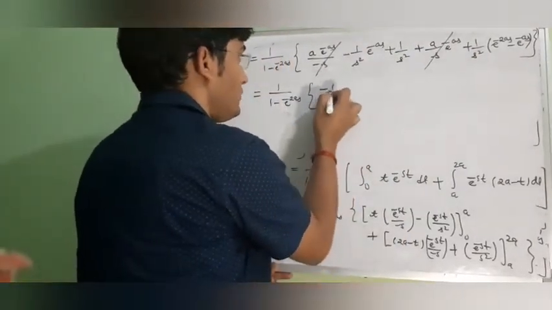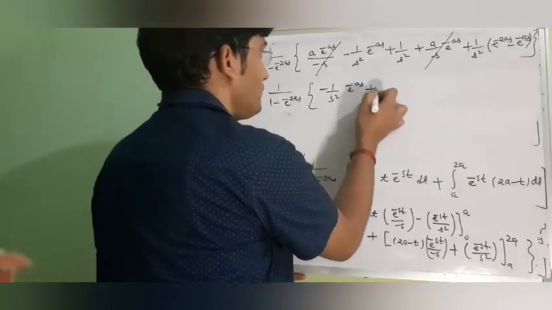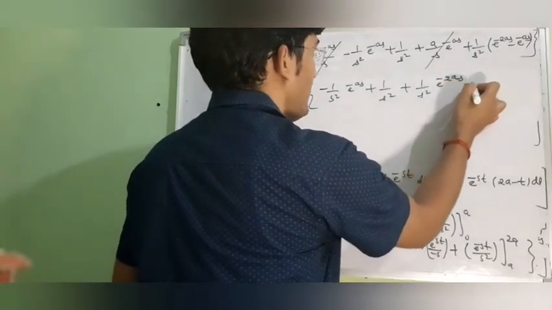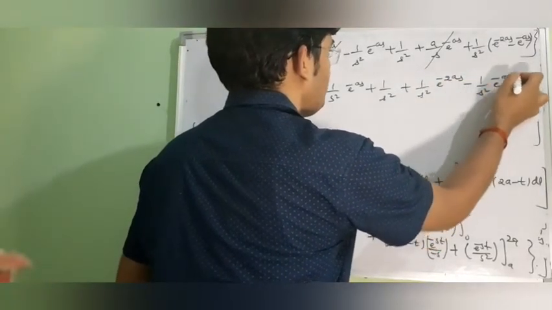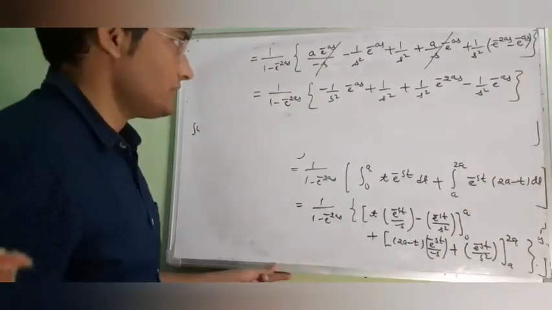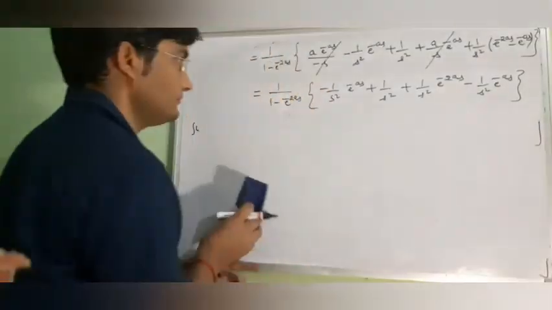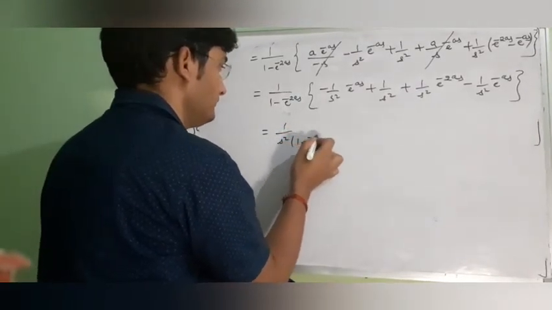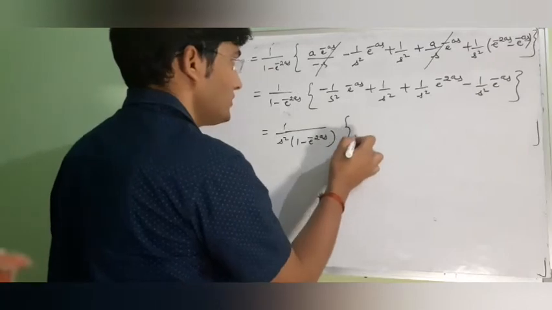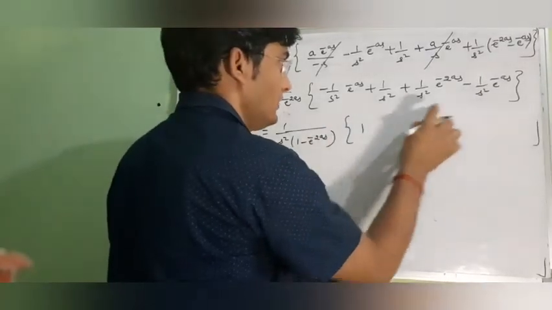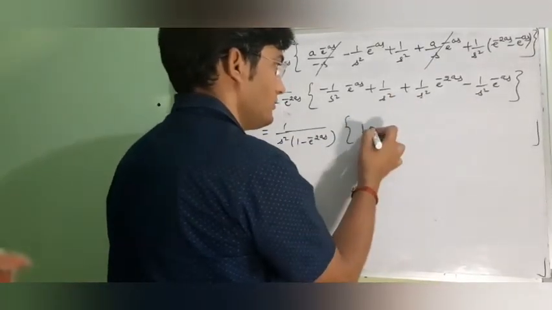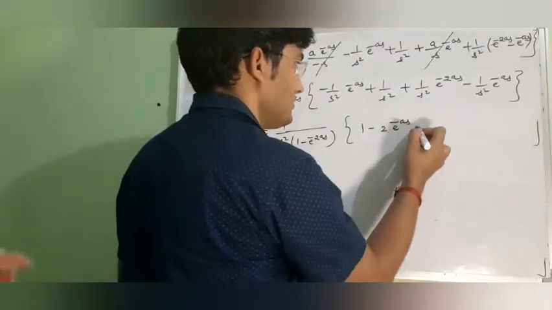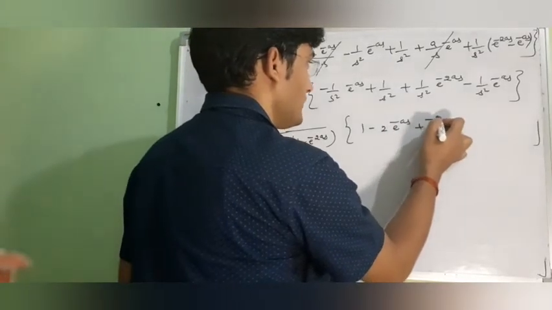So minus 1 upon s square e to the power minus as plus 1 upon s square plus 1 upon s square e to the power minus 2as minus 1 upon s square e to the power minus as. So you can see that it is equal to, we can take 1 upon s square common. So this is your 1. These two terms are equal, so they will get combined. So this will be minus 2 times e to the power minus as. Then we will have e to the power minus 2as.